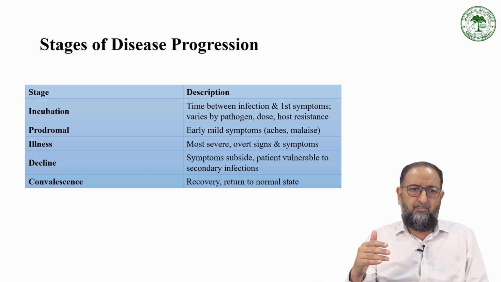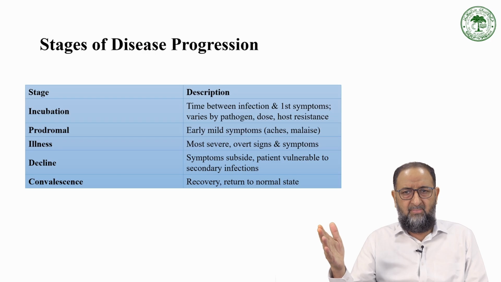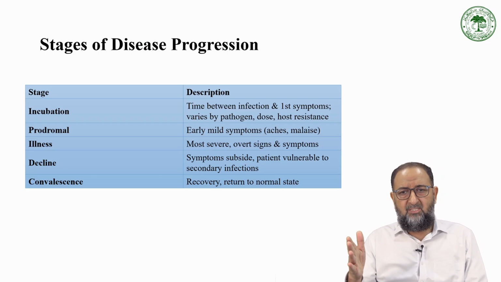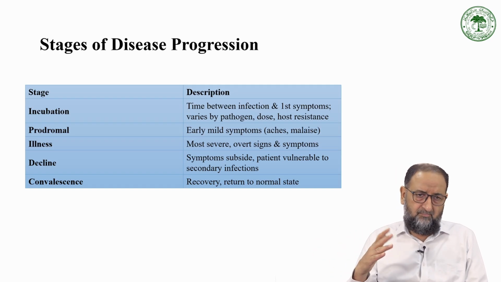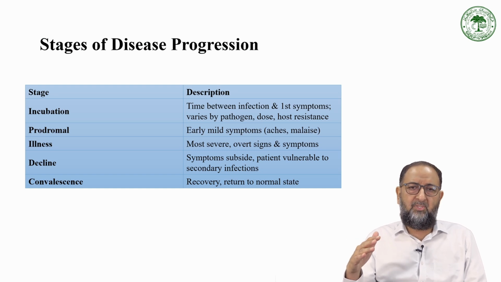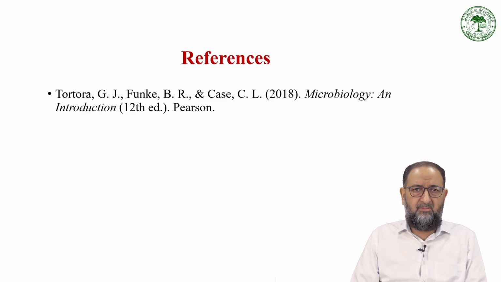Then we have the prodromal stage, with early mild symptoms like aching and some malaise. Illness is the most severe stage, with clear signs and symptoms. Then decline, where symptoms subside and patients are vulnerable to secondary infections. Then convalescence, which is recovery and return from the symptoms to the normal state. So these are the disease progression stages.